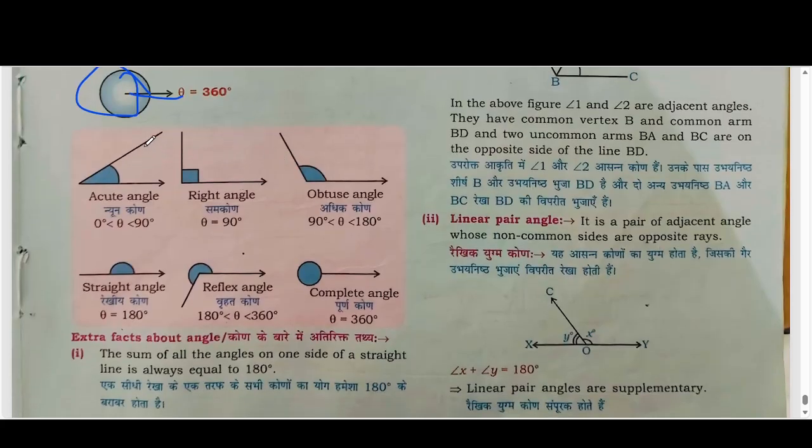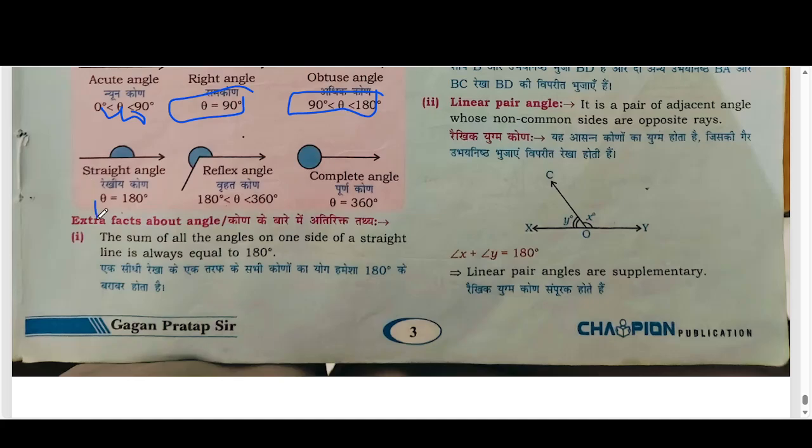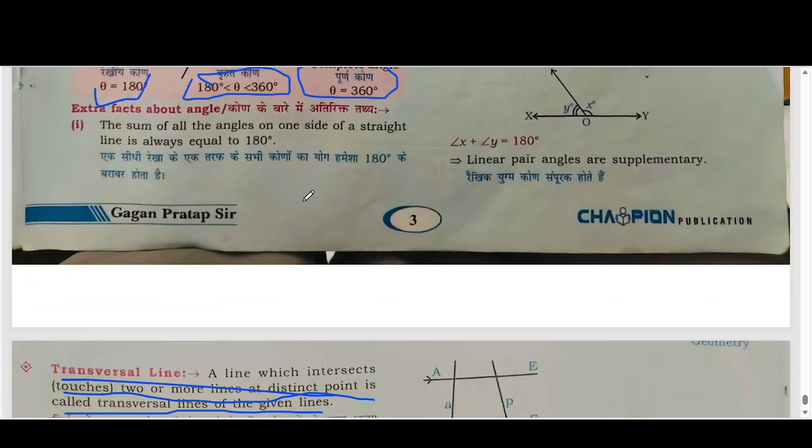Short form: acute angle, 0 is less than theta and theta is less than 90. Right angle is exactly 90 degrees. Obtuse angle, 90 degrees to theta to 180. Straight line is equal to 180. Reflex angle, 180 to theta to 360 degrees. Complete angle, theta is equal to 360 degrees.